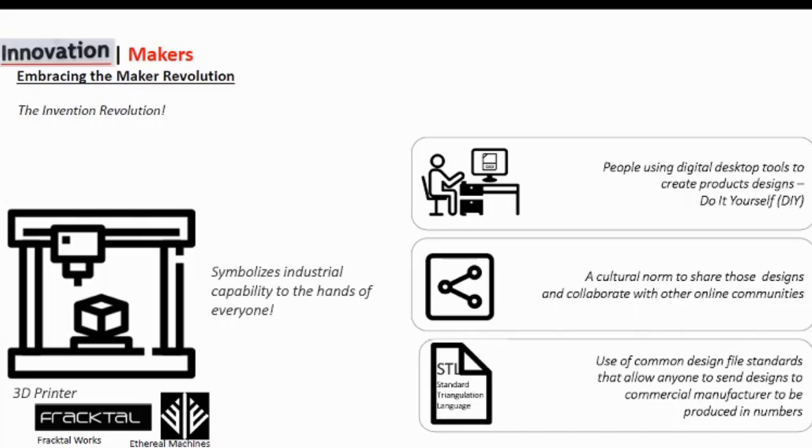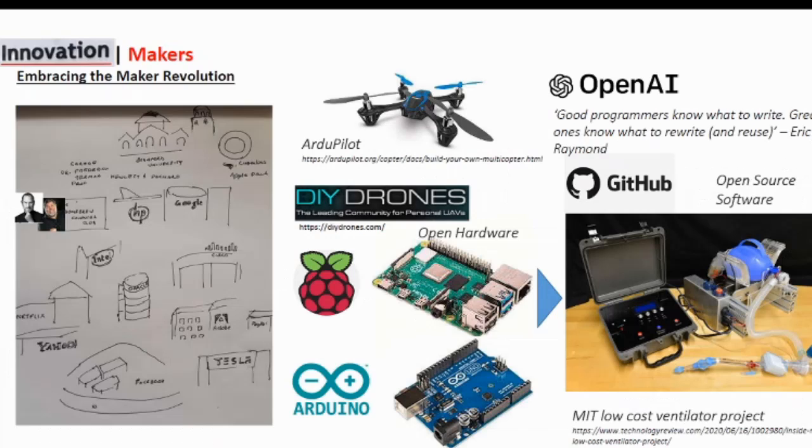The 3D printer symbolizes the industrial capability in the hands of everyone. So we can today create do-it-yourself products and designs at the comfort of our homes, share these designs and collaborate with other online communities, and provide them to the commercial manufacturer to be produced in numbers. This is an edge, a significant capability which would enhance our maker capability. But is it just about these capabilities that we are talking about in the maker revolution?